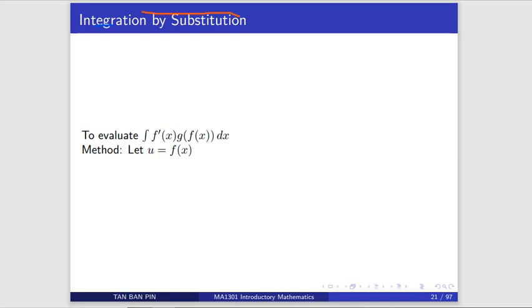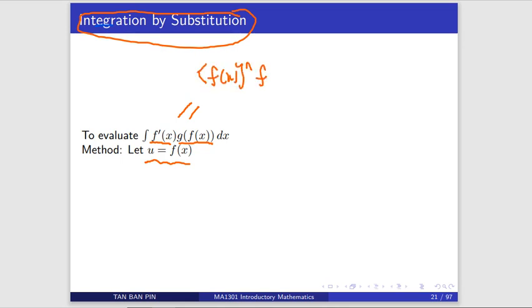We will be looking at integration by substitution. Quite often you'll be asked to integrate an expression of the form f'(x) g(f(x)), and you'll let u be f(x). You'll find that in a lot of questions, the expression of the form f'(x) g(f(x)) is actually of the form (f(x))^n f'(x) dx, and you'll let u be f(x). Let's look at an example.